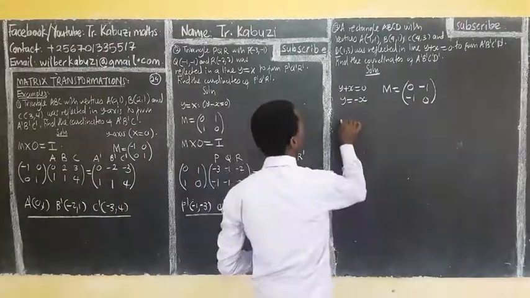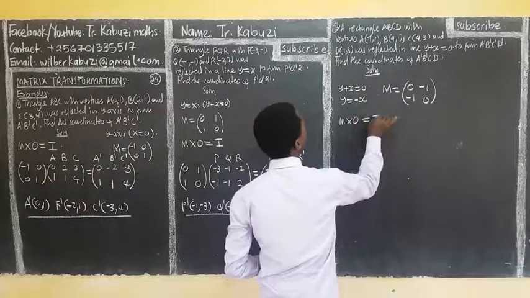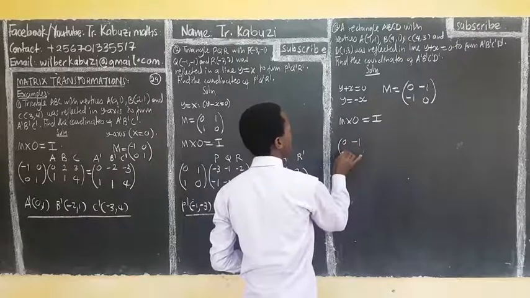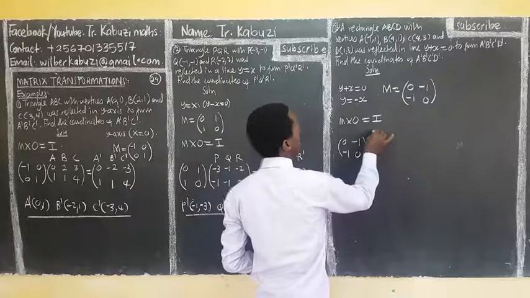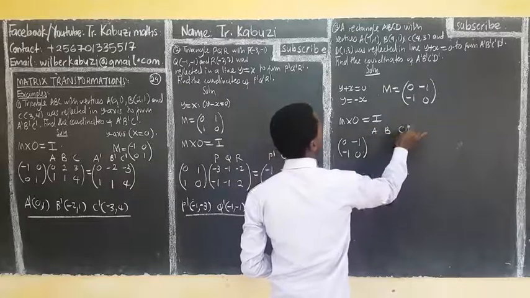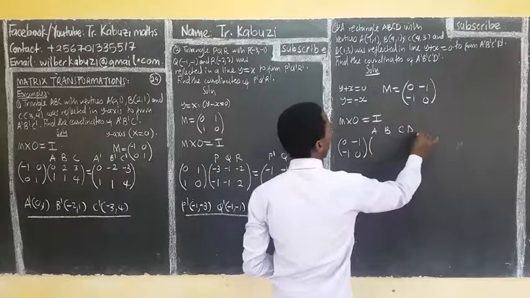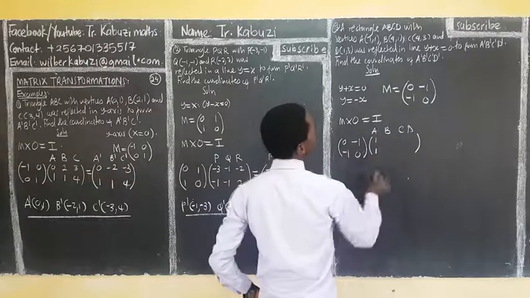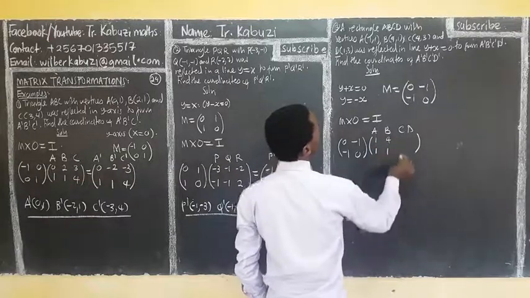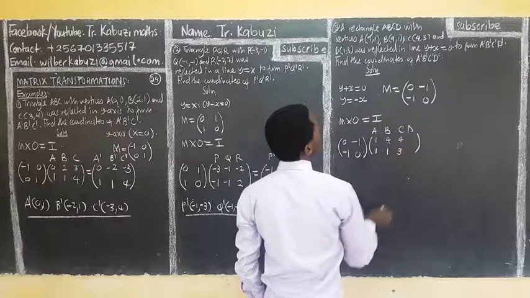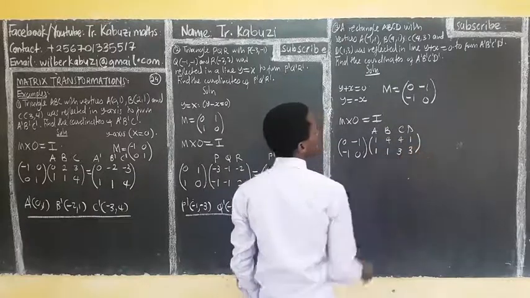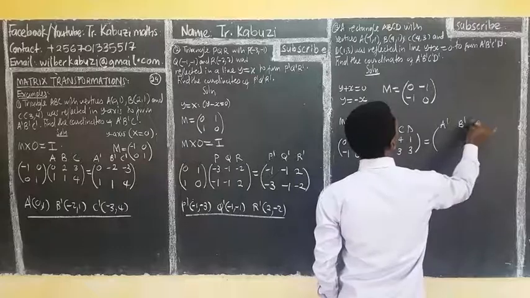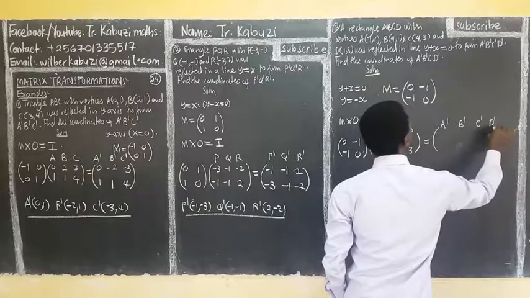Then you put your formula that M times O, you get the image coordinates. So our M there is 0, negative 1, negative 1, 0, then times A, B, C, and D. These are going to be our coordinates. So A is 1, 1. B is 4, 1. C is 4, 3. Then D is 1, 3. Then when we multiply these ones, we shall get our A prime, B prime, C prime, and D prime.